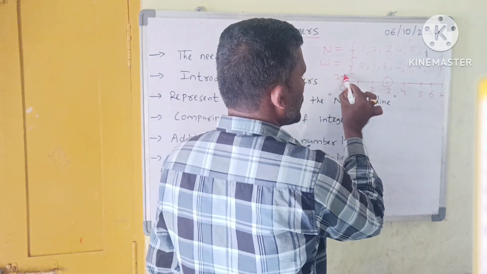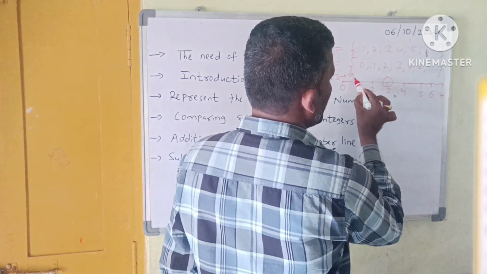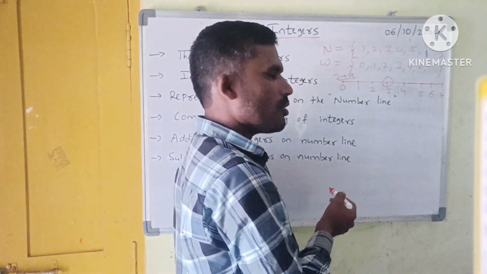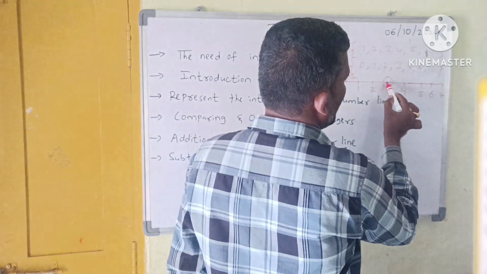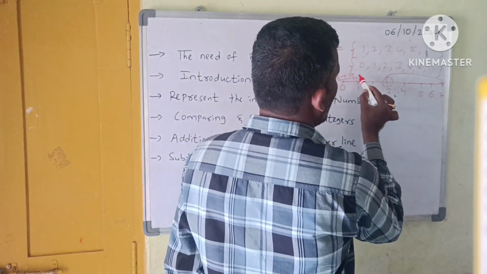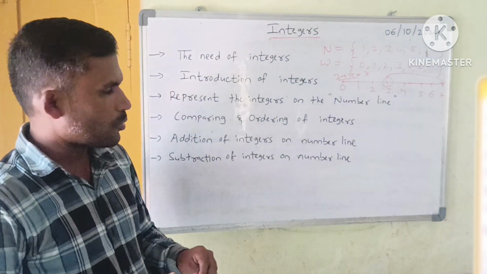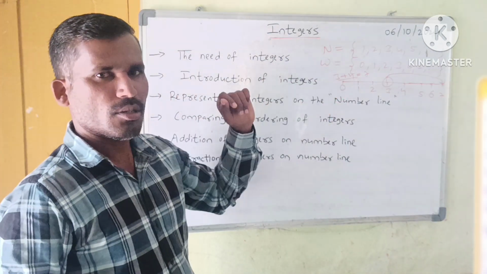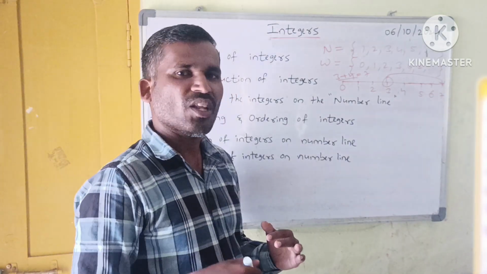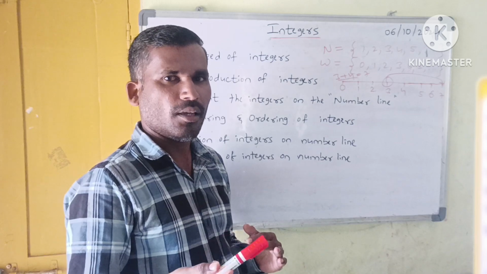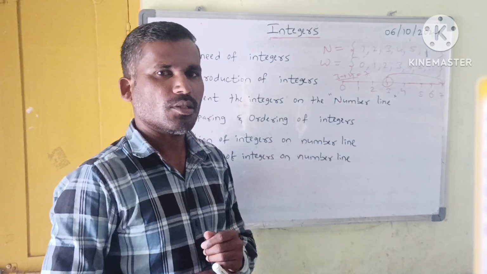If you want 3 plus 4, you mark 3 and from 3 you move 4 steps to the right side: 1, 2, 3, 4. Then the result is 7. These types of problems we saw in the whole numbers: how to represent, add, subtract and multiply whole numbers.